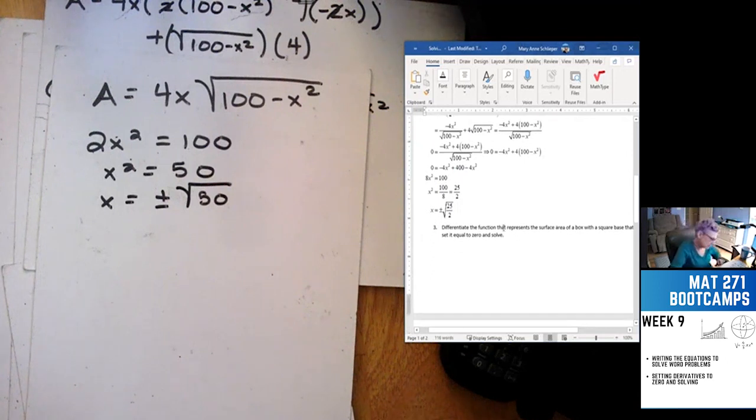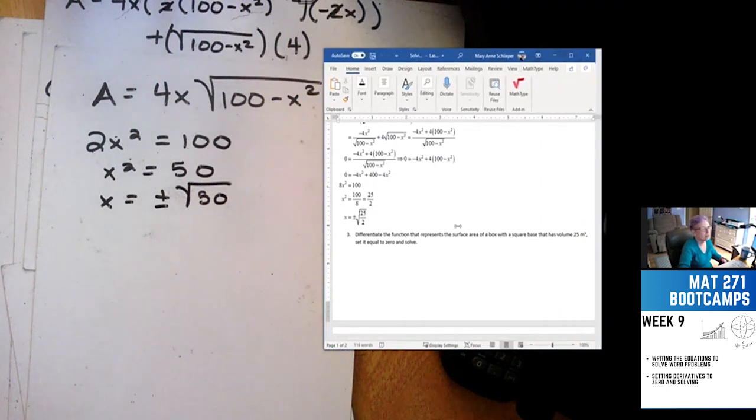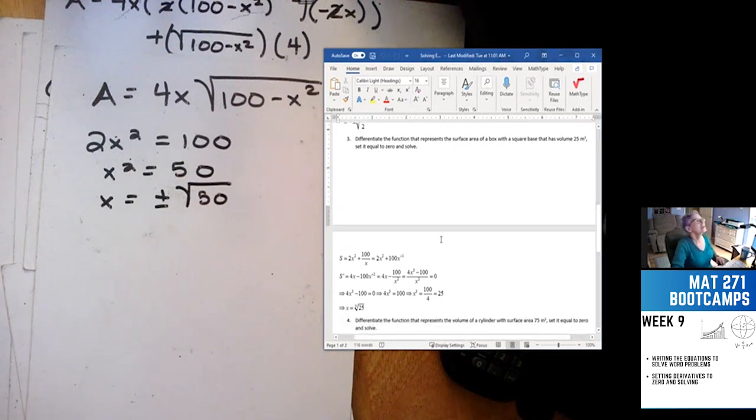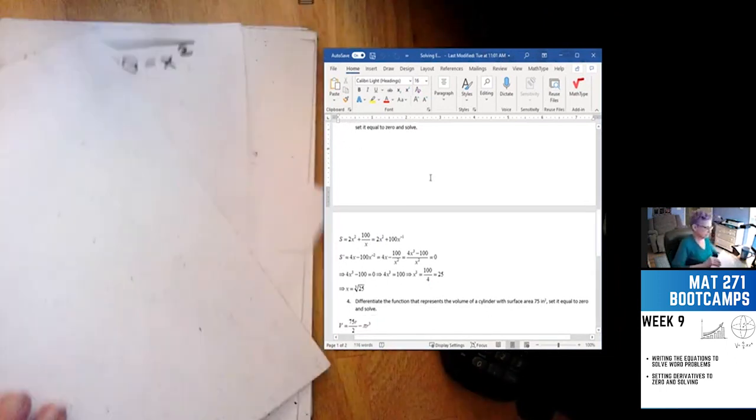So yeah, but plus or minus square root of 50. Makes sense? Okay, so yeah, that cross multiplying is a little trick that's going to come in handy. Let's see, differentiate the function that represents the surface area of a box with a square and set it equal to 0 and solve. So let's do that one.